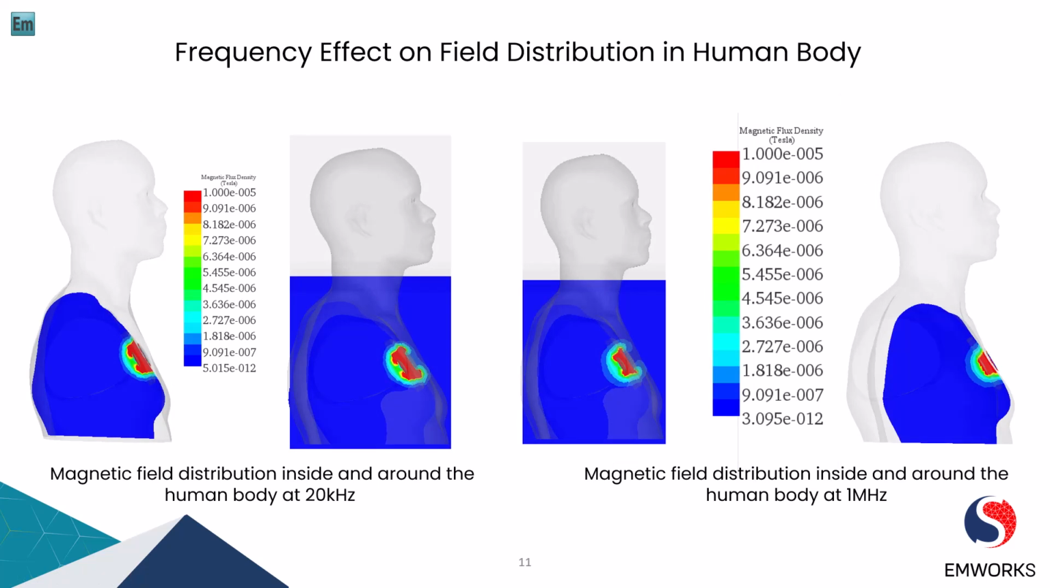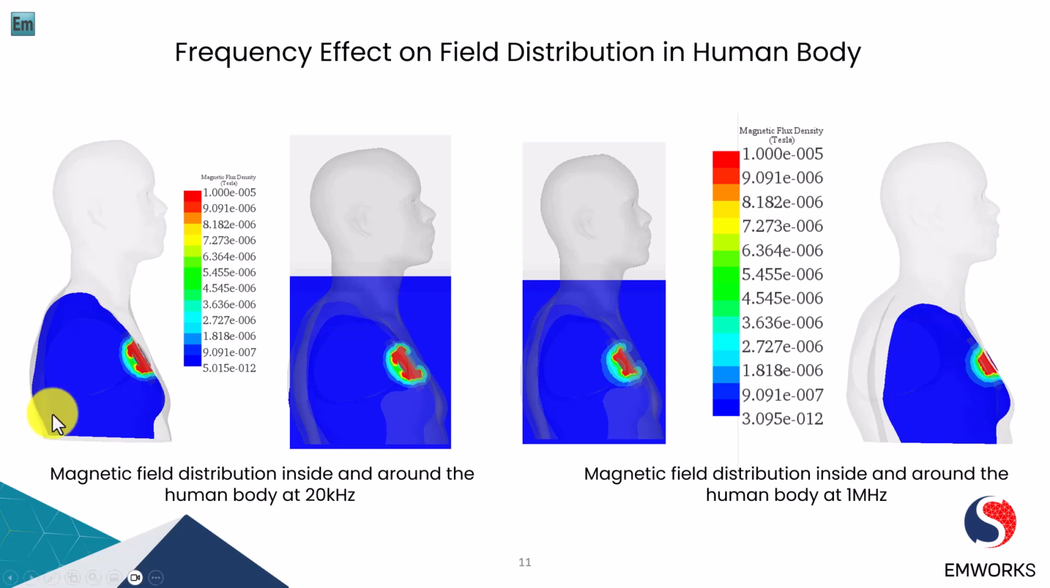It is also important to understand here that the human body has a very low conductivity, but it increases with frequency. Therefore, the simulations are performed at two different frequencies, 20 kHz and 1 MHz. So if we look at the magnetic field distribution inside and around the human body at 20 kHz, as we can see, the field is relatively weak and covers a small area at this frequency.